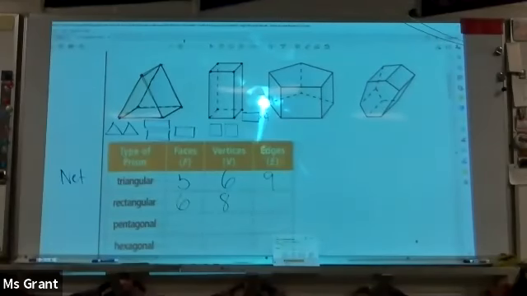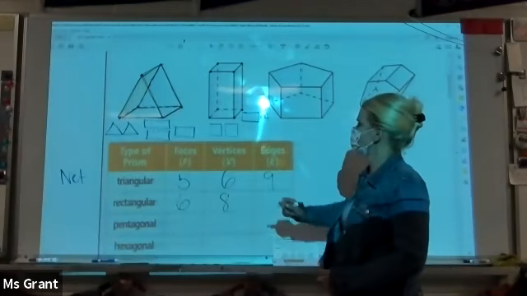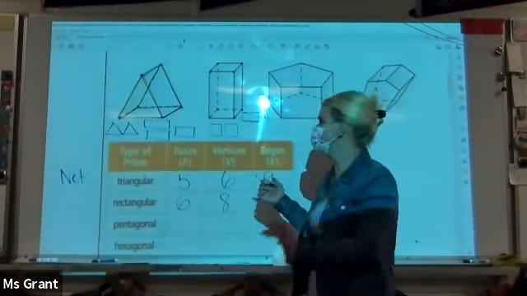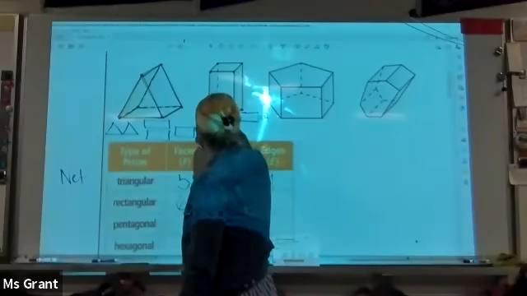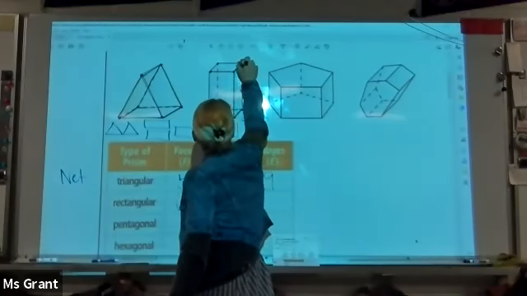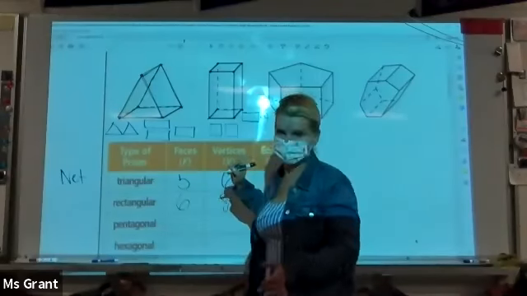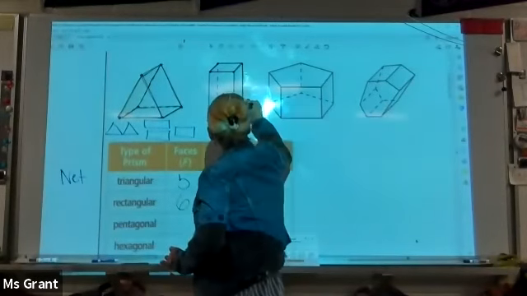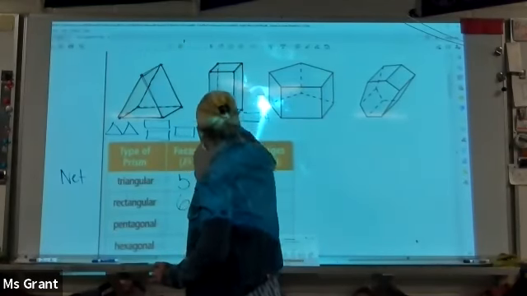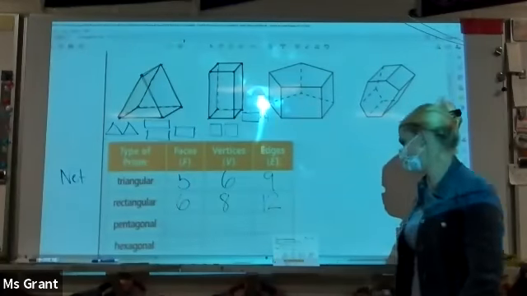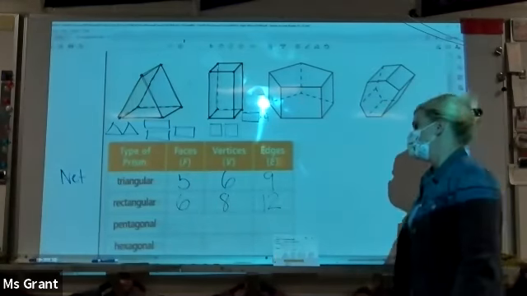There's a lot of edges. So I'm just going to trace every edge. You can just watch or do the same on your paper. Bottom square, 1, 2, 3, 4. Top square, 5, 6, 7, 8. Then up and down. 9, 10, 11, 12. Okay.